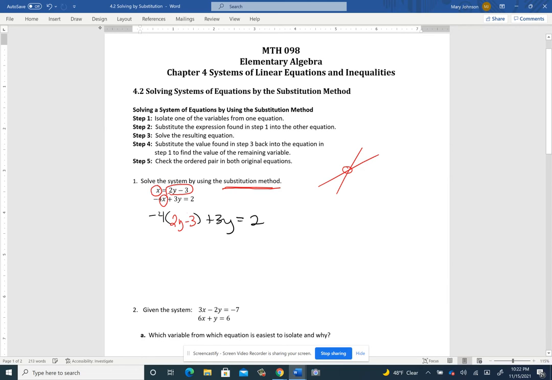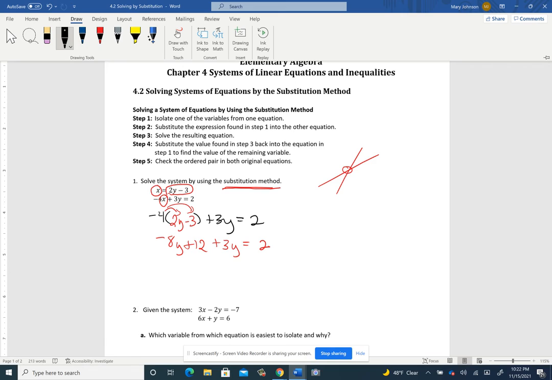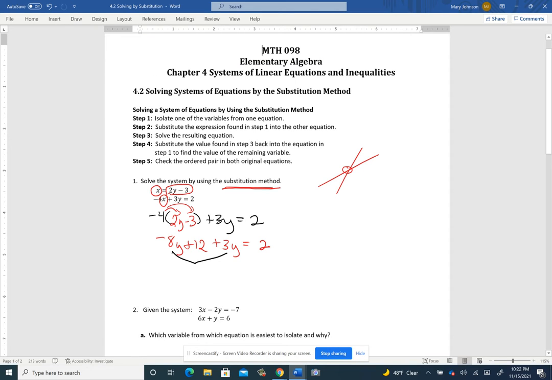Now, when we do that, we now have an equation that just has y's in it. So we're ready to just solve this equation using what we did back in chapter 2. So I'm going to distribute and get negative 8y plus 12 plus 3y equals 2. Okay, now here the negative 8y and the positive 3y are like terms that need to be combined. They're on the same side of the equal sign, so you just are combining like terms. That would be negative 5y plus 12 equals 2.